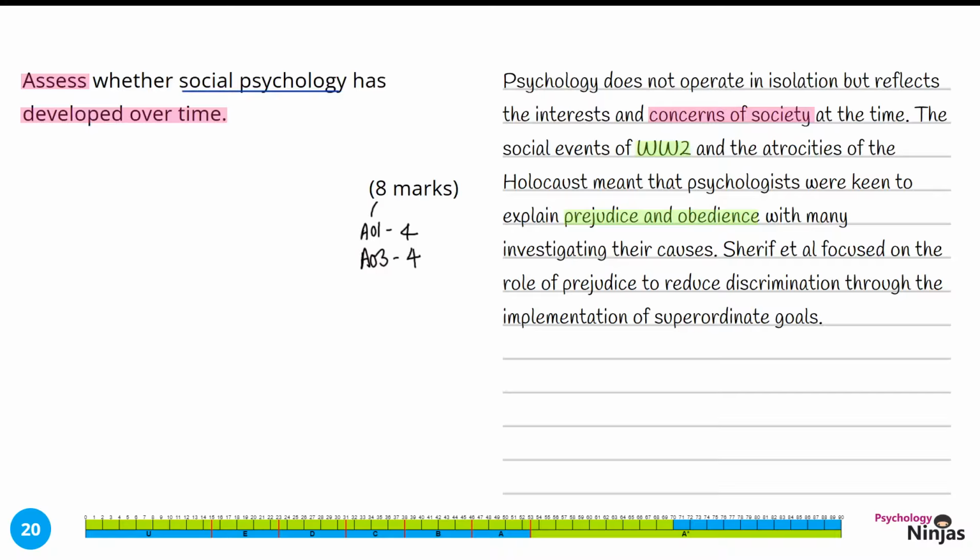Sherif et al. focused on the role of prejudice to reduce discrimination through the implementation of superordinate goals. We've clearly identified a social psychologist and the role of their research in society. We're going to explain this with details from Sherif et al.'s study.